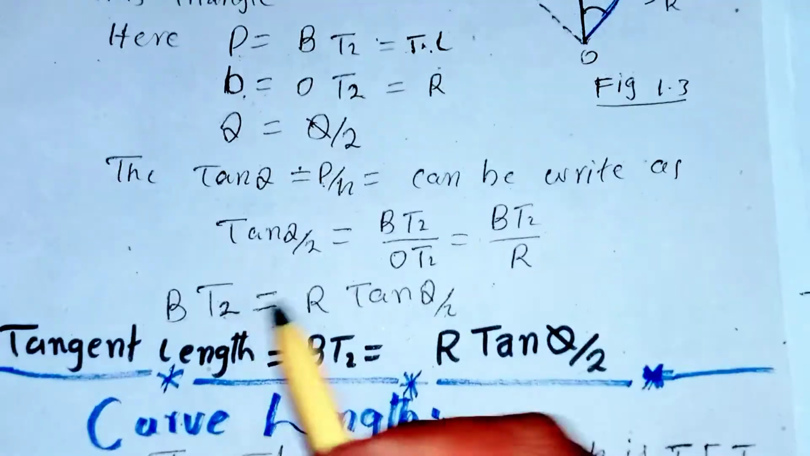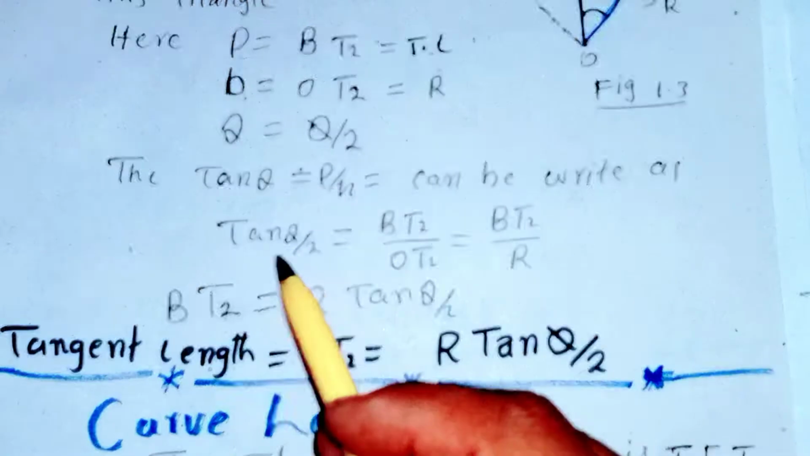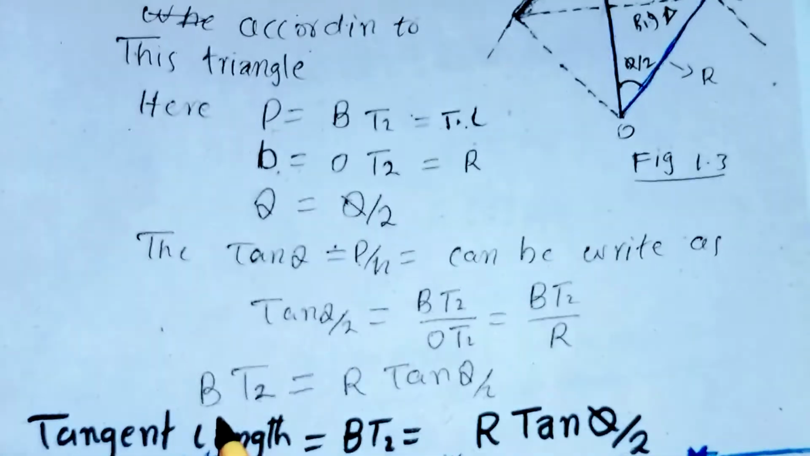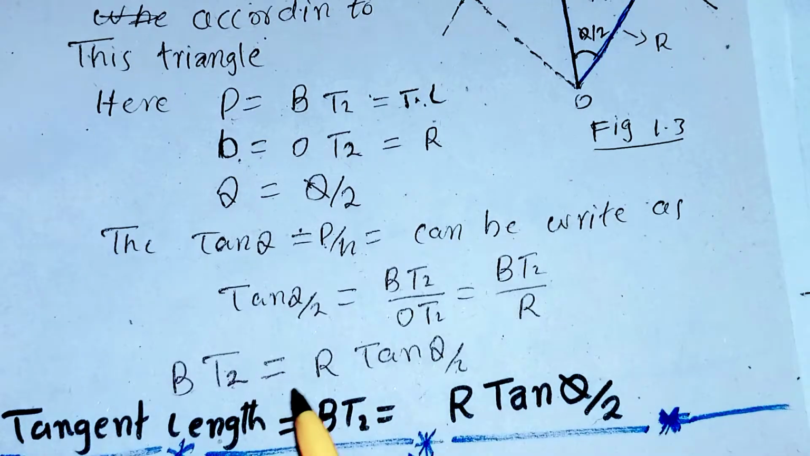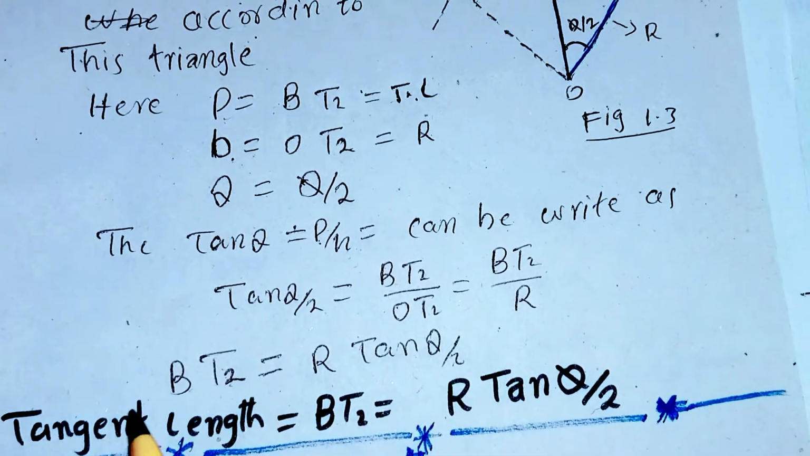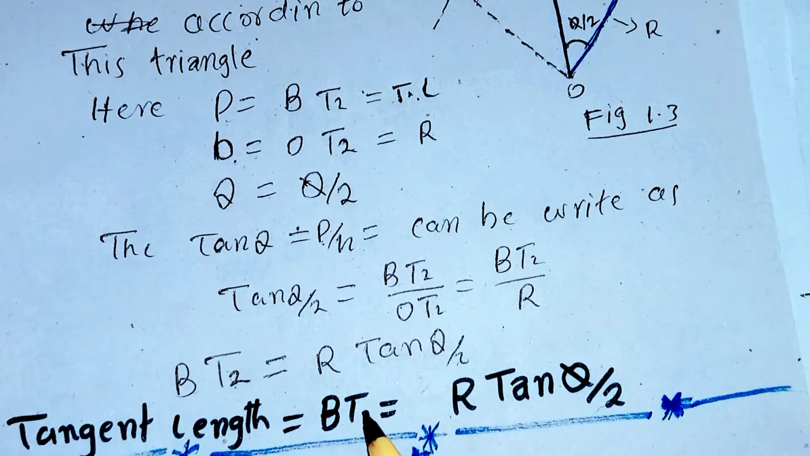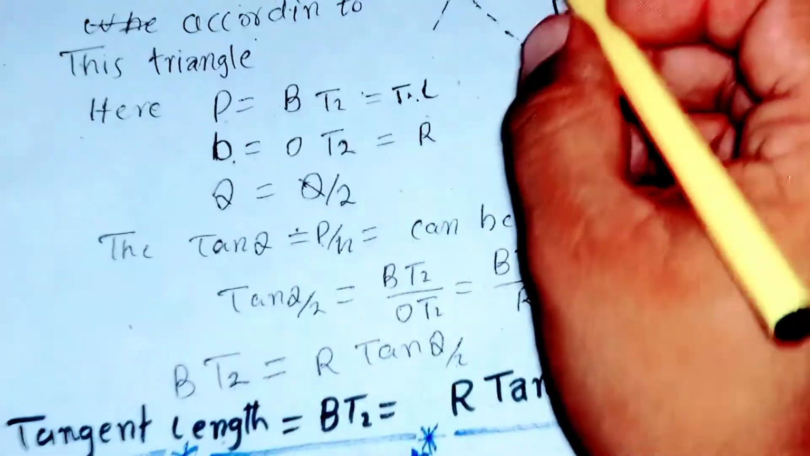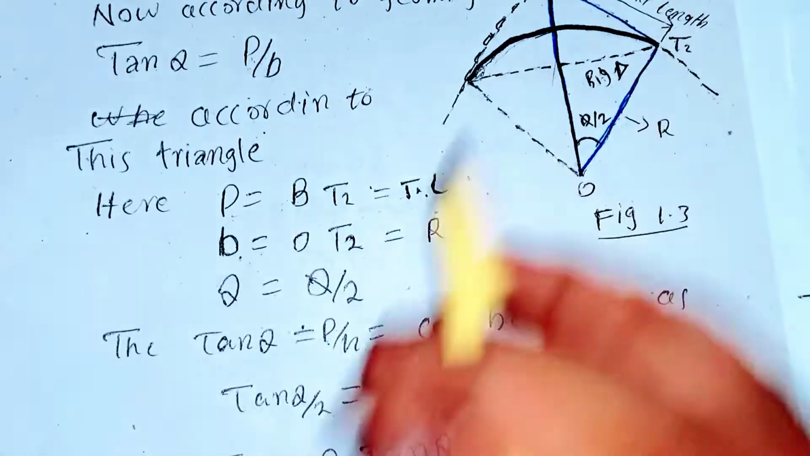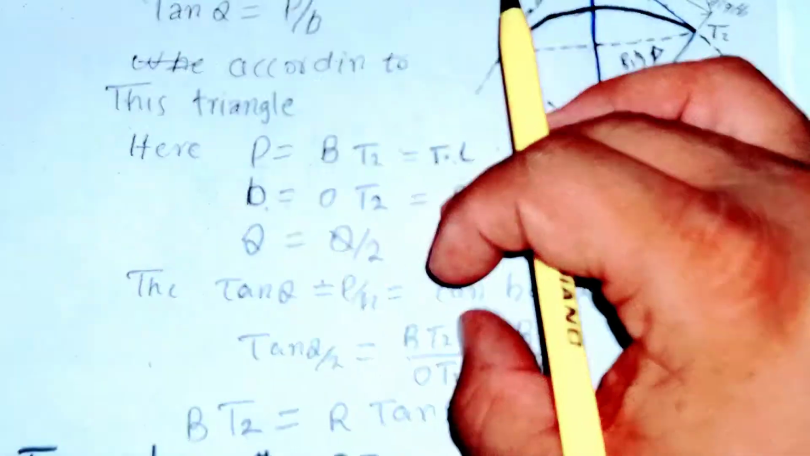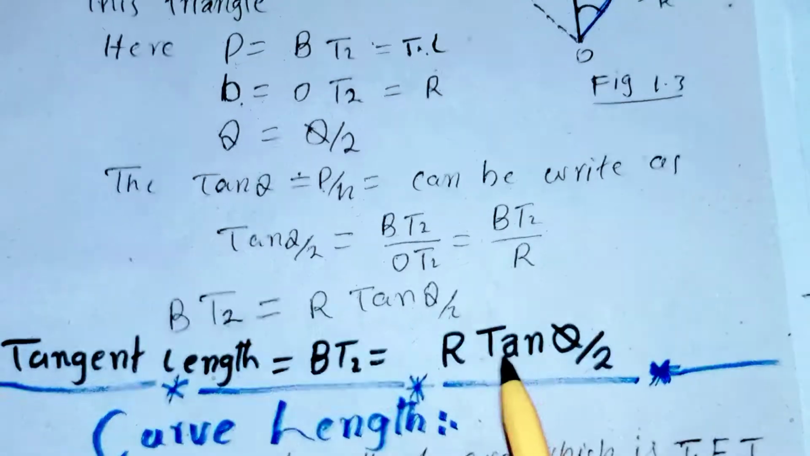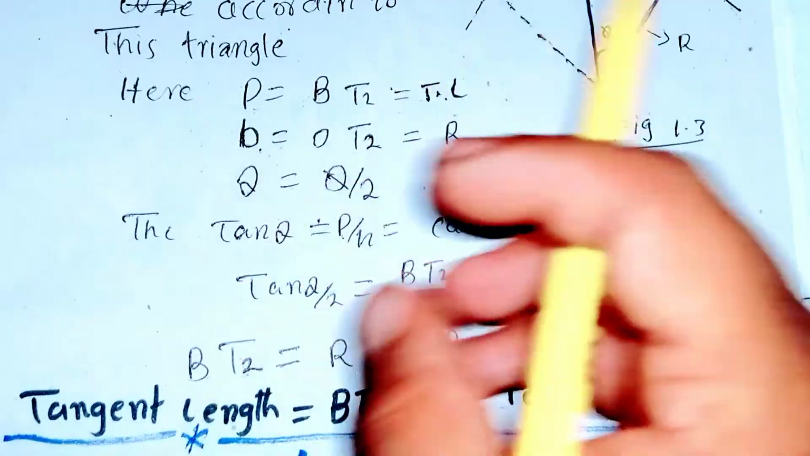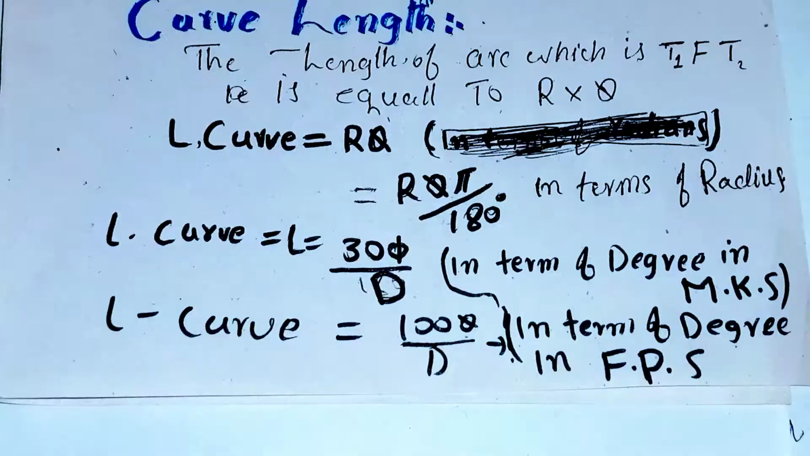By multiplying the radius with tangent theta divided by 2, we get, as we have written here, BT2 is equal to r tangent theta divided by 2. So the tangent length BT2 is equal to r tangent theta divided by 2. This is the formula to find the tangent length or tangent distance. This was the concept of this formula. I hope that you will clear your concept about this tangent length, and you can find this length very easily.